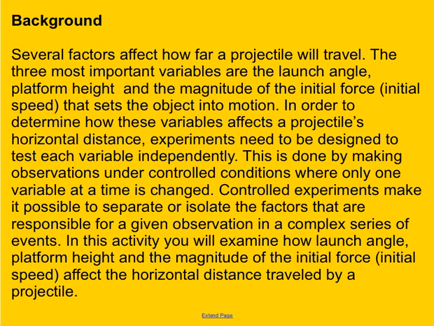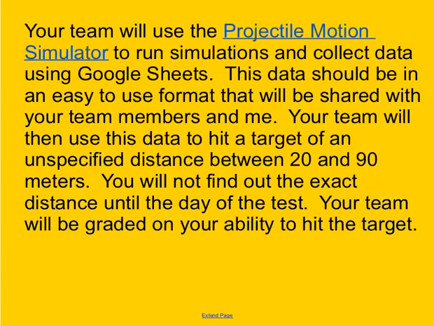In this activity, you will examine how launch angle, platform height, and the magnitude of the initial force affect the horizontal distance traveled by a projectile. You're going to be using a simulator, varying or changing the platform height, the magnitude, and the launch angle to get various launch distances. Your team is going to use the projectile motion simulator to collect this data and to make all those changes with the platform height, the initial speed, and the angle.